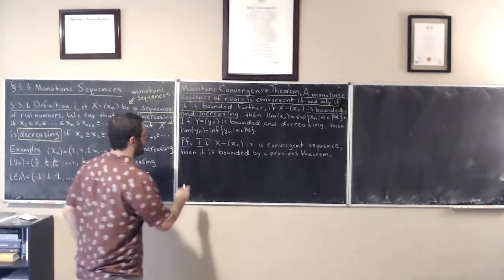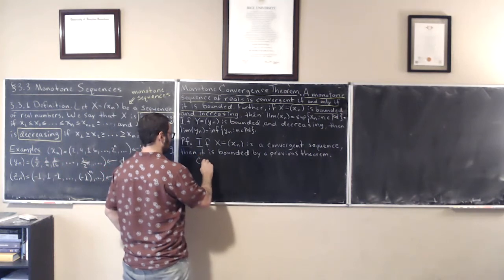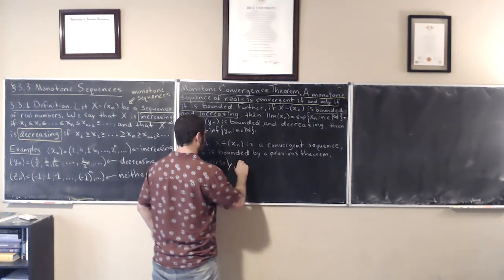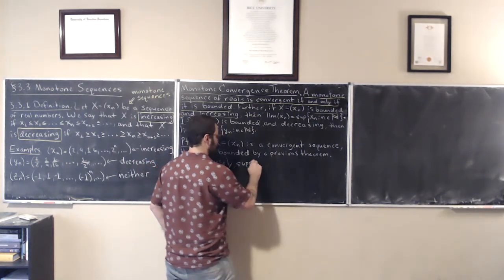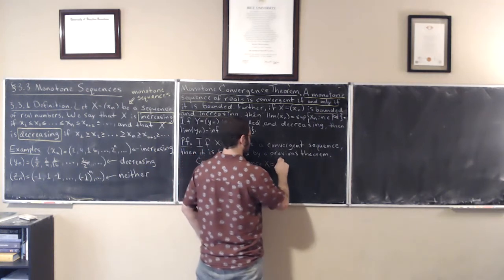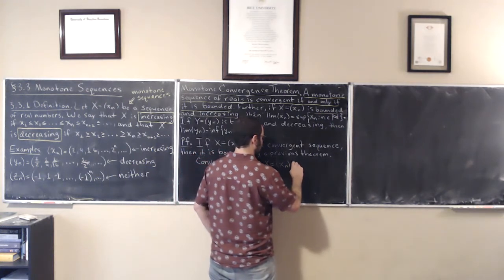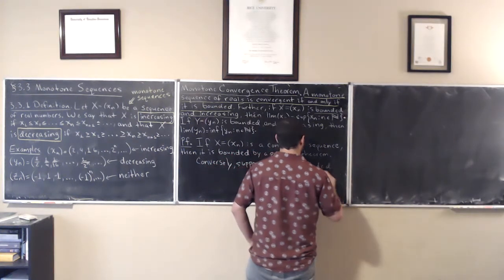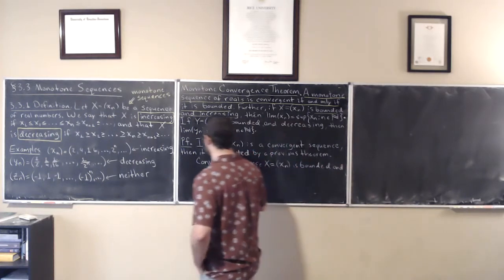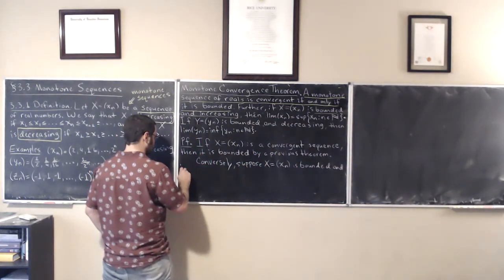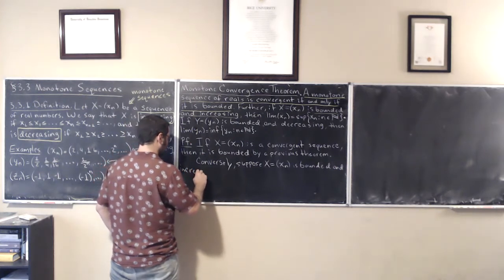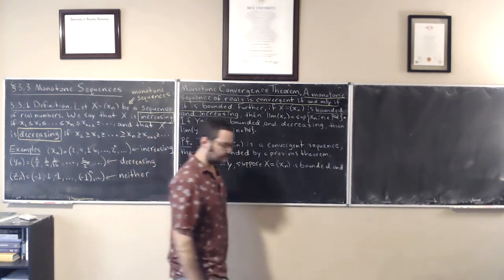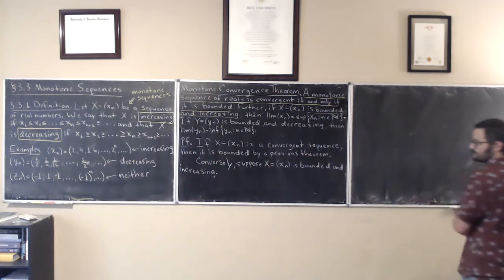So maybe conversely, suppose x equals xn is bounded and increasing. Okay. So we're assuming that this is a bounded increasing sequence.